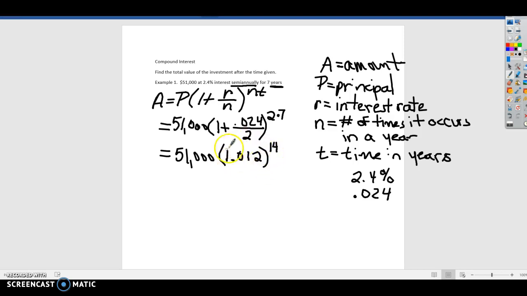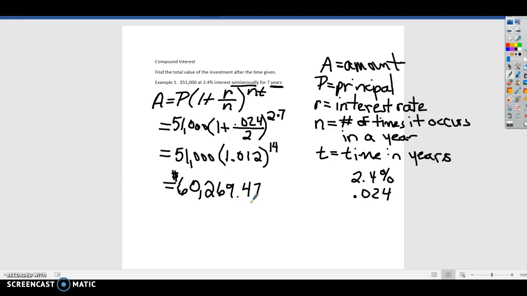Now I'm going to take this number. You have to do powers first. Again, order of operations is important. So take the 1.012, raise that to the 14th power, and then times 51,000. So again, order of operations is important. So it's going to give you a number, $60,269.47. Since we're talking about money, we always round that to 2 decimal places so that makes sense.